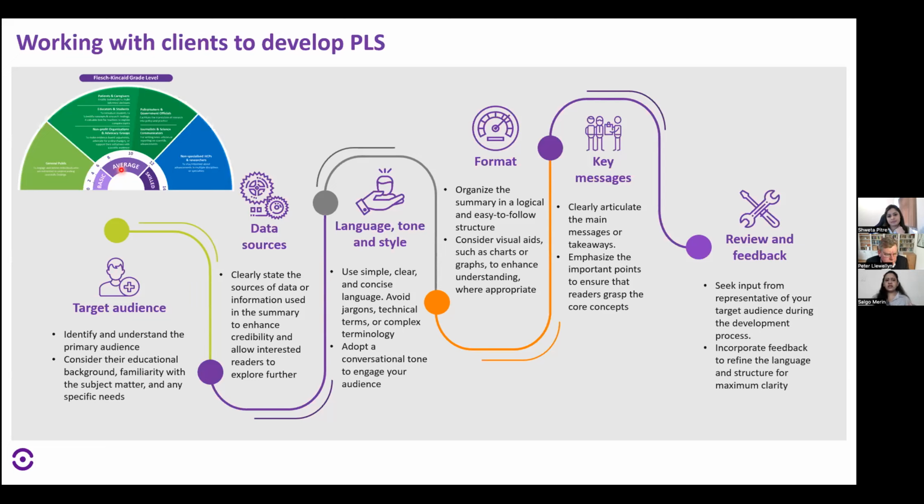So that is the first thing which is very important to have during plain language summaries, that your readability score is lying in between the average score. Then the next thing that we look at is data sources. What are your data sources?